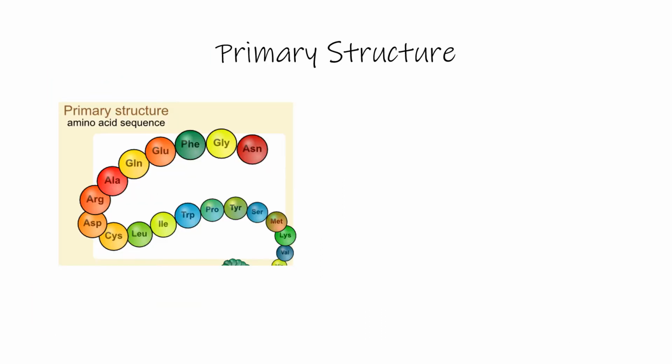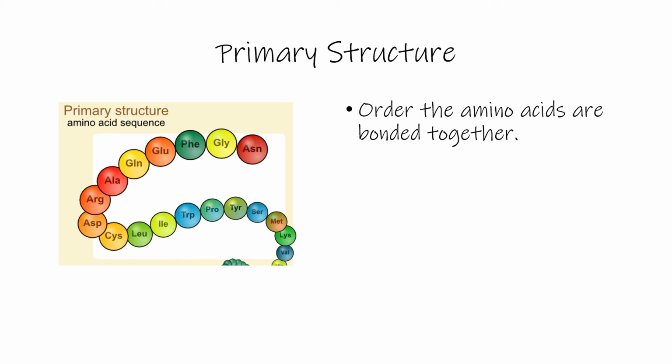So starting off, we have primary structure. Primary structure is simply the amino acid sequence. So simply just the order the amino acids are bonded together. The force that holds those amino acids together is a peptide bond. And in my video on amino acids and peptides, I showed you what that peptide bond looks like. So that is the thing that holds the amino acids together. And the primary structure is simply the order that the amino acids are in.